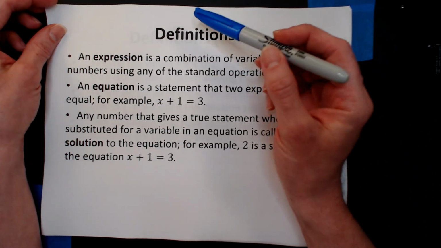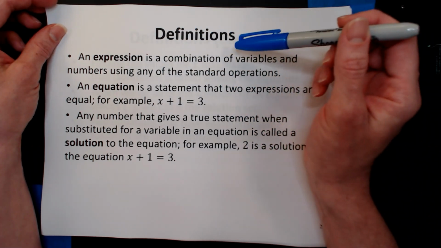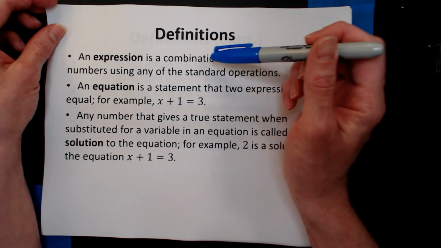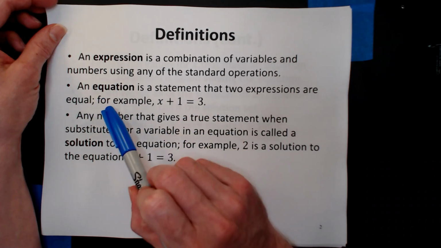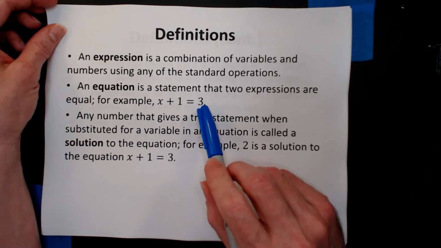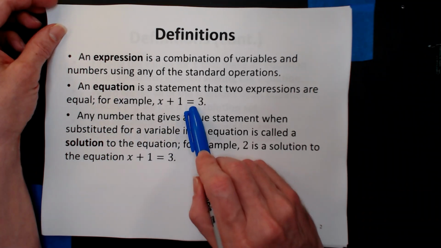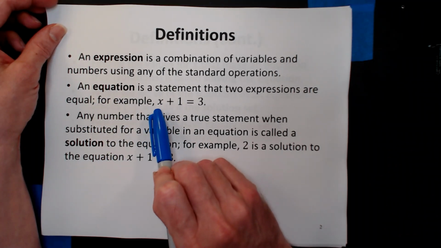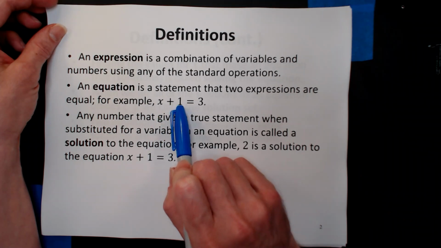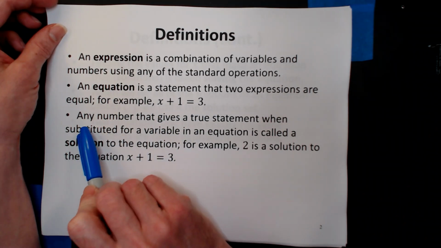So we have some definitions. We say an expression is a combination of variables and numbers using any of the standard operations. An equation is a statement that two expressions are equal. For example, we only use the word equation if we have an equal sign in it. And here we have x plus 1 equals 3, which makes it an equation.